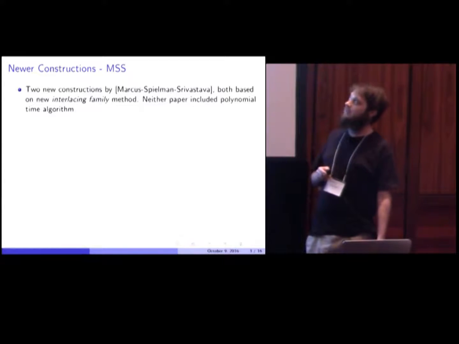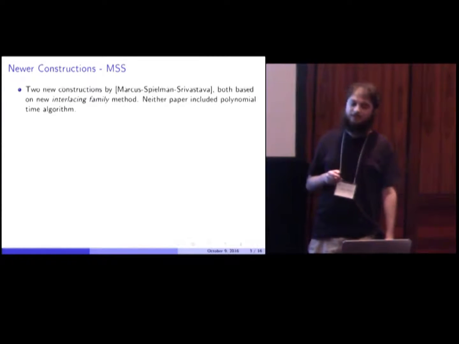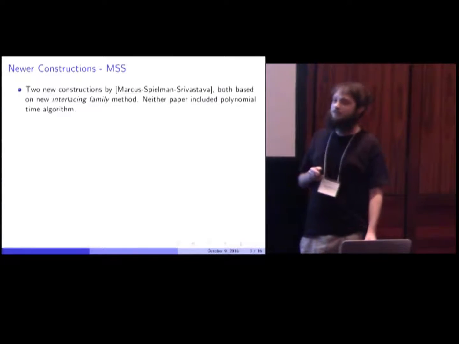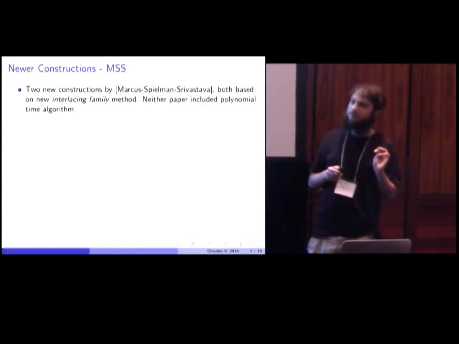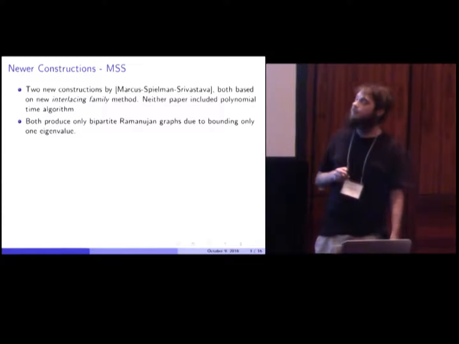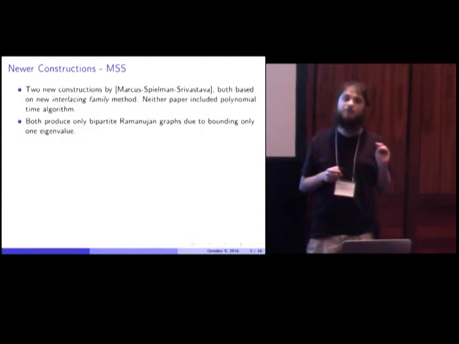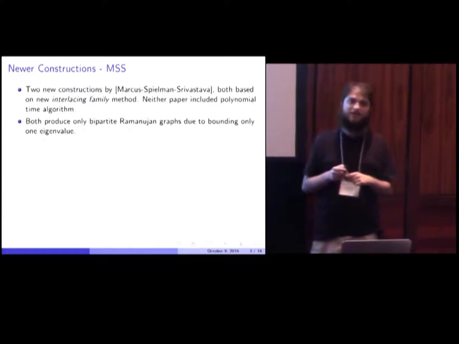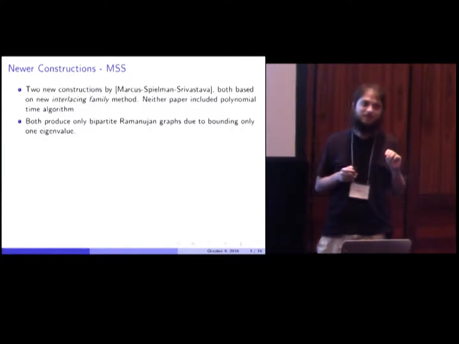They're both based on the same basic technique called interlacing families. Neither of them actually included a polynomial time algorithm when they were written. They're similar in some ways, different in others. Both of them only produce bipartite Ramanujan graphs rather than arbitrary Ramanujan graphs. This is due to a technical difficulty with the interlacing families method, which is that it lets you bound one eigenvalue of the resulting matrix. You can bound the max eigenvalue or the min eigenvalue, but you can't bound both.